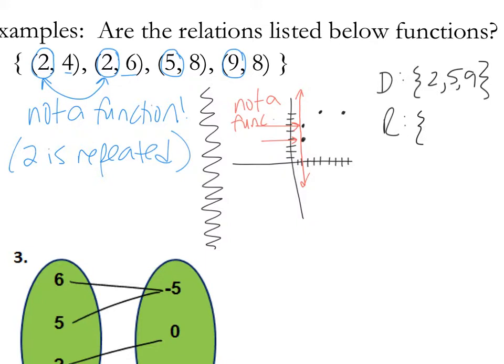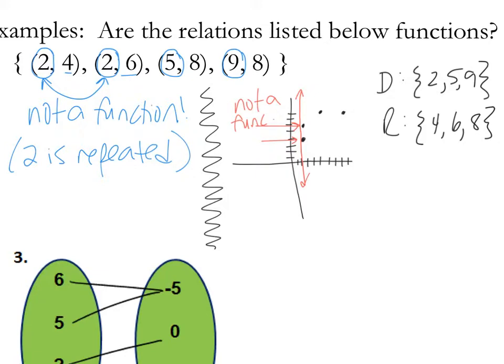My Y values here are 4, 6, and 8. And again, you don't have to list the 8 twice. So 4, 6, and 8, those are the only Y values that pertain to this graph. So that's how you write domain and range, using those curly brackets when it's just ordered pairs.